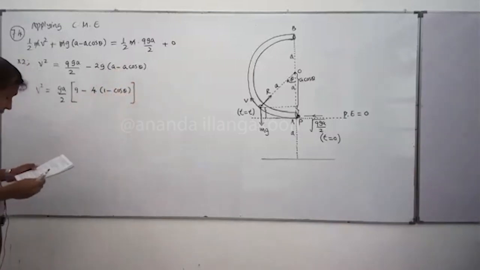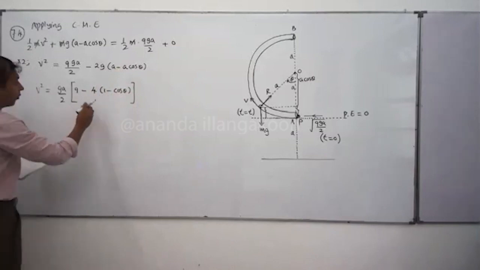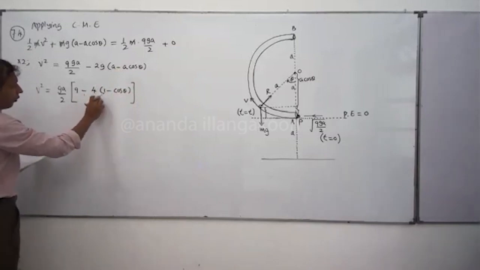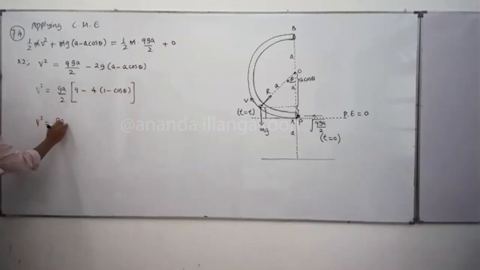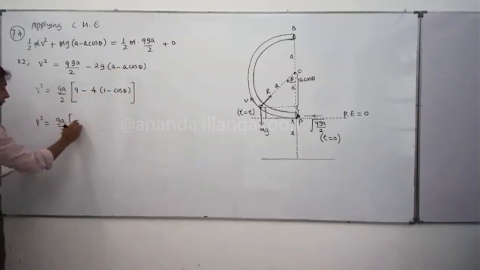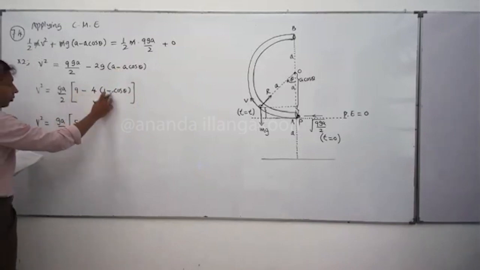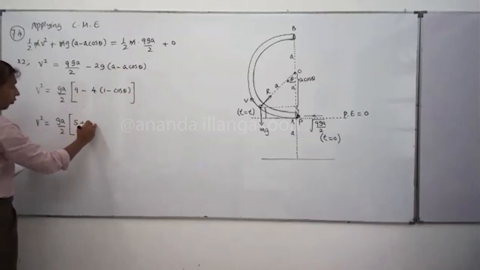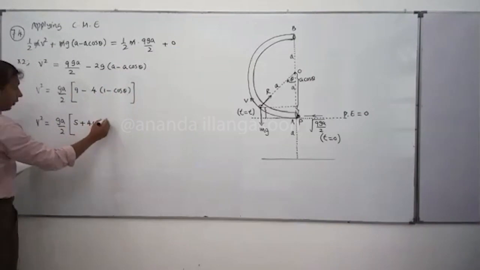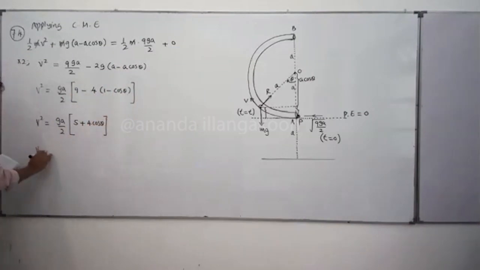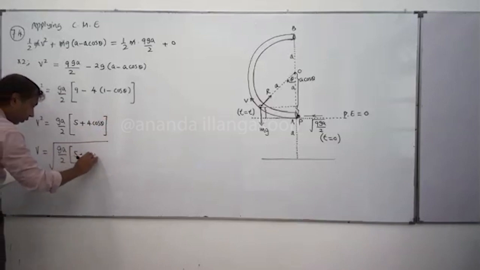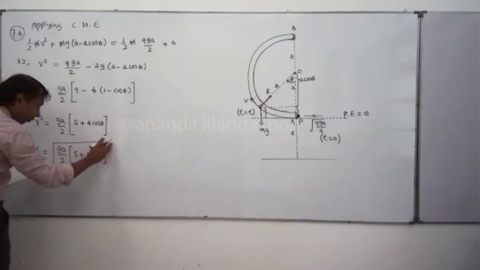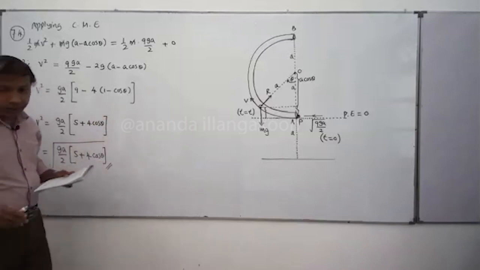Understood? Then remove the bracket by multiplying by this 4. Minus 1 times 4 is minus 4. 9 minus 4 is 5. Right? 5, minus minus plus 4 cos theta. This is v squared. Then taking the square root of this, we get v equals root of ga by 2 times (5 plus 4 cos theta). This is how we get that answer, right?